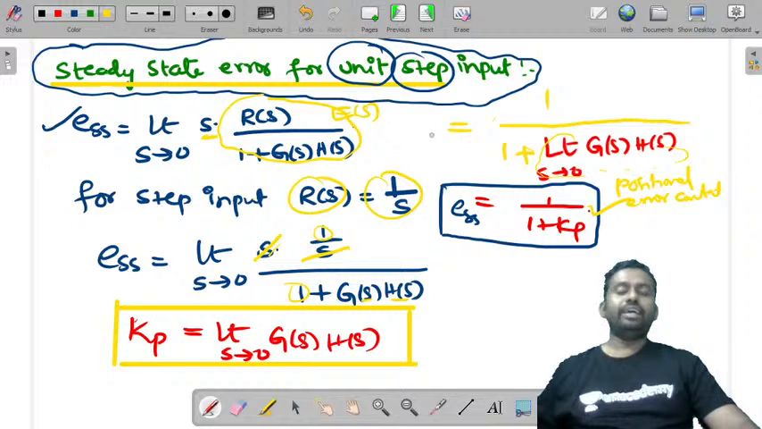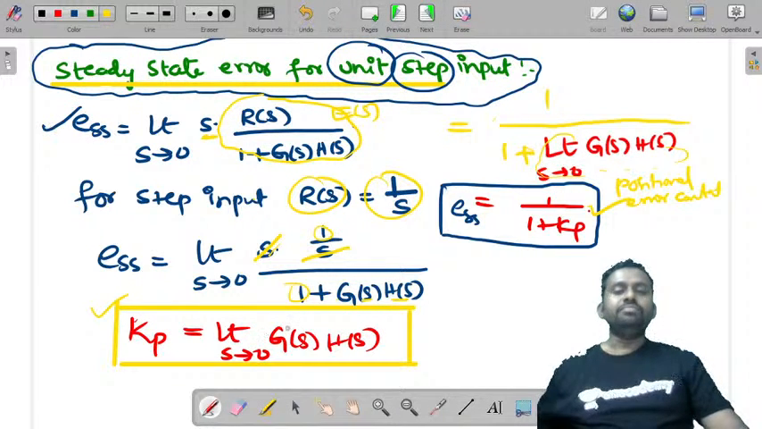And we are to find Kp value and ESS value for different types of inputs, because G of s and H of s will change. G of s, H of s is different for different types of the systems.